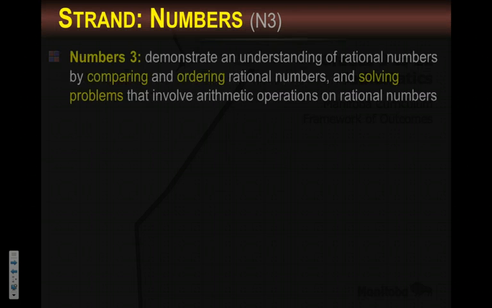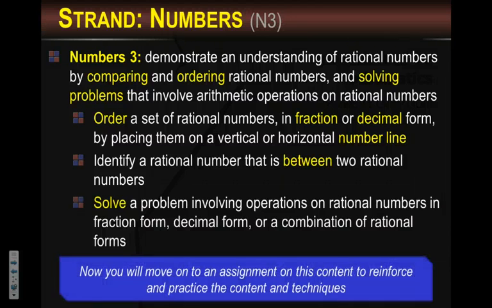Good. Here's the curriculum. This is what it said you guys need to know. Let's see how you do. Demonstrate an understanding of rational numbers by comparing and ordering them and solving problems that involve arithmetic operations. Put in order a set of rational numbers in fraction, in decimal, or place them on a number line. Identify a rational number that is between two rational numbers, and solve a problem involving operations on rational numbers in fractional form, decimal form, or a combination. That's what you guys needed to know. I think you guys hopefully will be there.